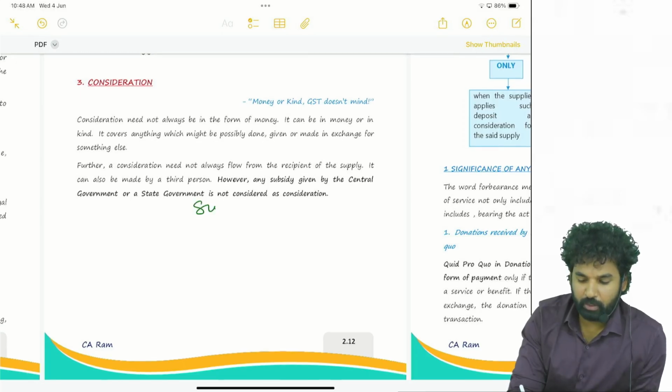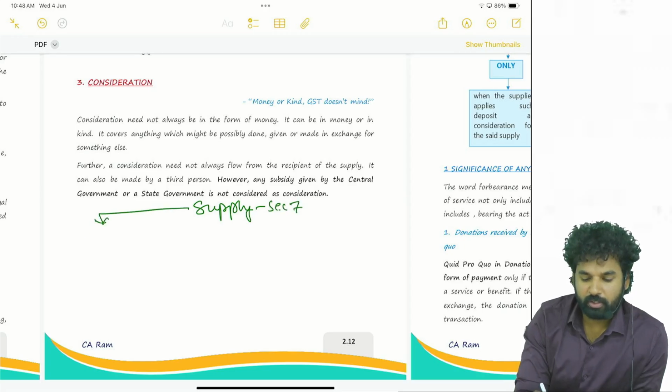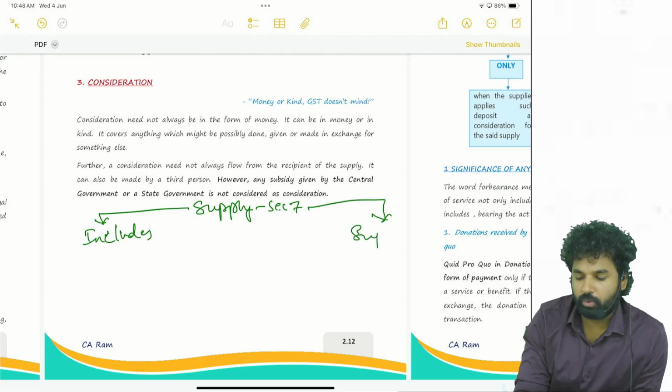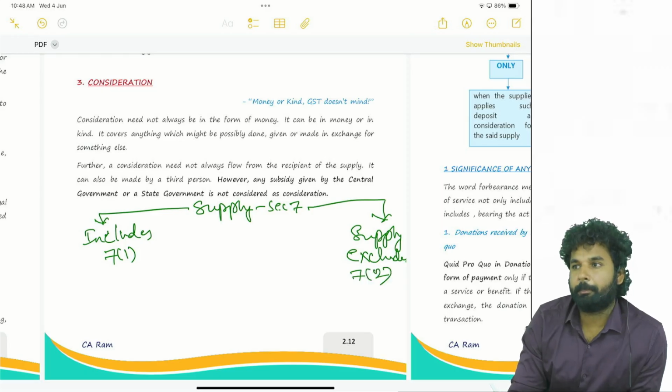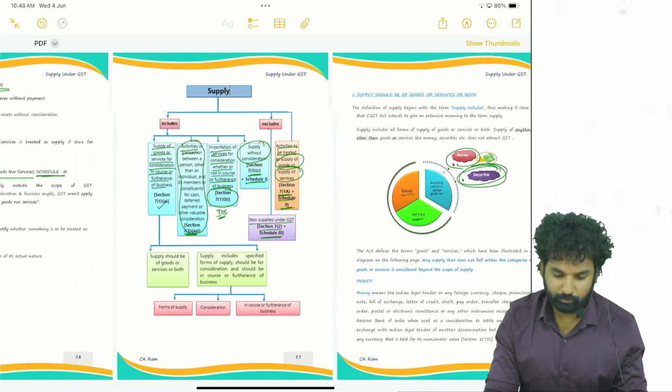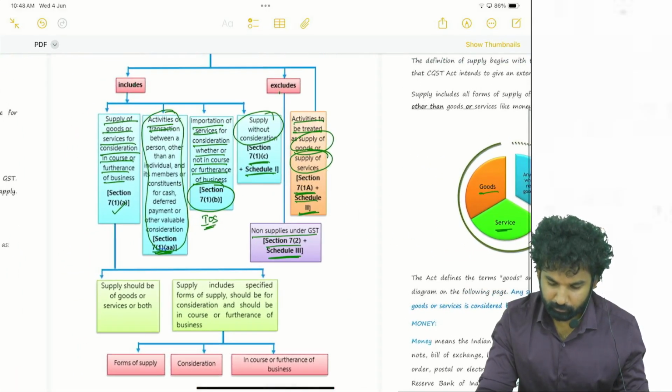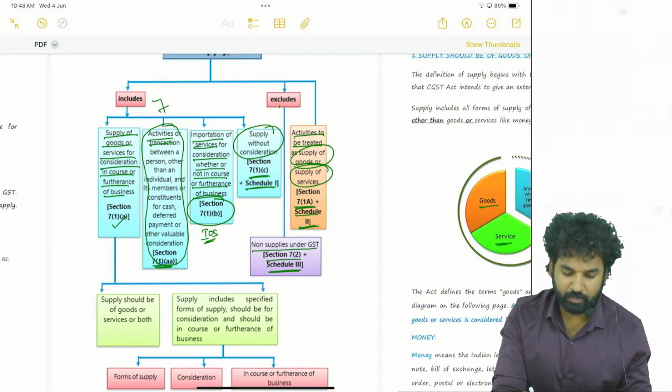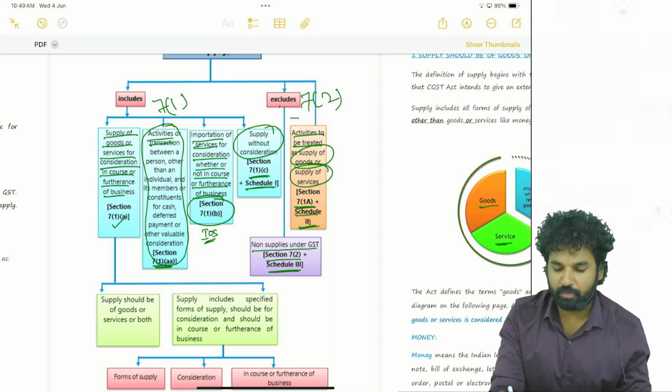See here. We are talking about supply, section 7. In this, supply includes, supply excludes, correct? Supply includes 7 subsection 1. Supply excludes 7 subsection 2, correct? Where is the chart? Supply includes 7 subsection 1. Supply excludes 7 subsection 2.